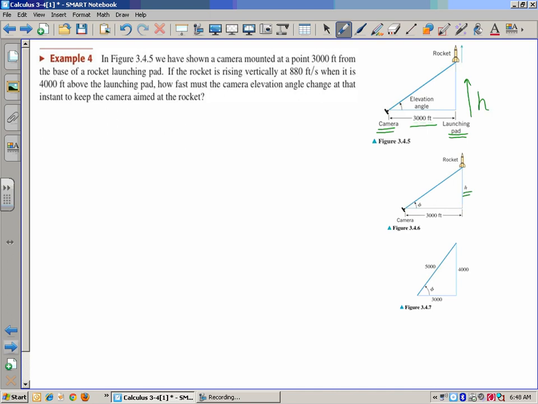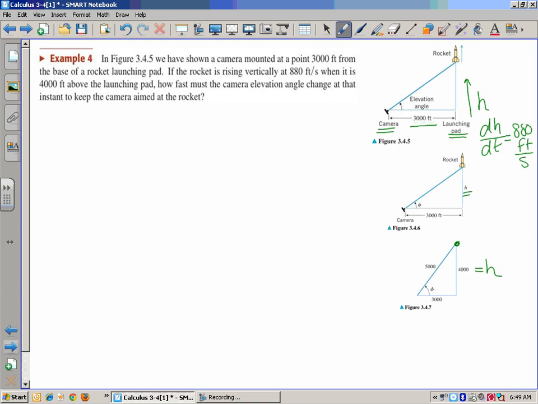H is increasing. And they're telling us that dH/dt is equal to 880 feet per second when it is 4,000 feet above the launching pad. How fast must the camera elevation angle change at that instant to keep the camera aimed at the rocket?